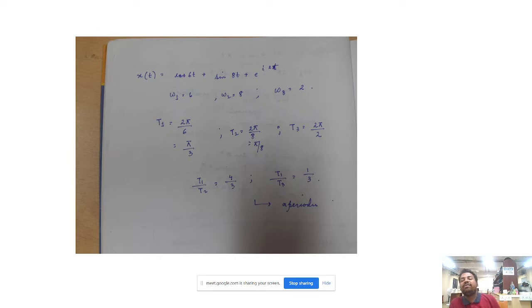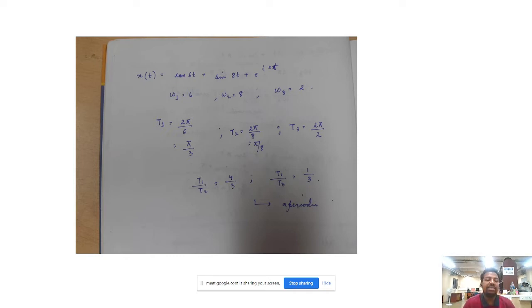Similarly, if we compare with the fundamental sine and cos equation, for x1(t), that is for cos 6t, we have omega 1 is equal to 6. Similarly, for sin 8t, we have omega 2 is equal to 8. And for e to the power j2t, we have omega 3 is equal to 2, because e to the power j2t can be written in the general form as e to the power j omega t. So omega is 2 here.